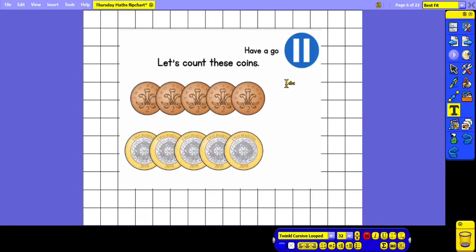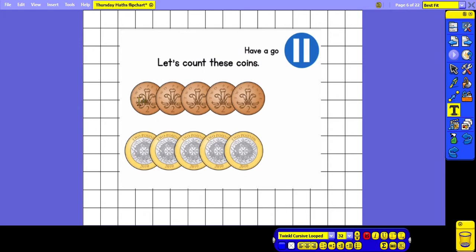Okay, so now you're going to have a go. You're going to count up the value of these coins. Look carefully at what coin you are counting, and you can count in those multiples. So pause the video now and have a go.